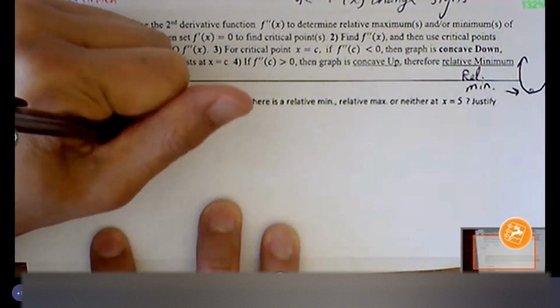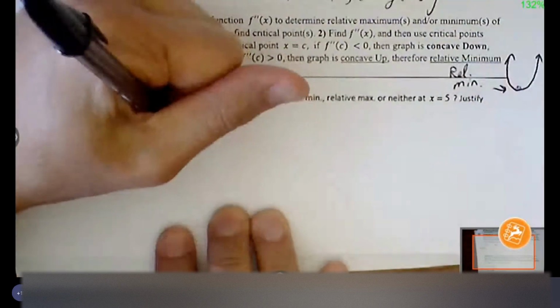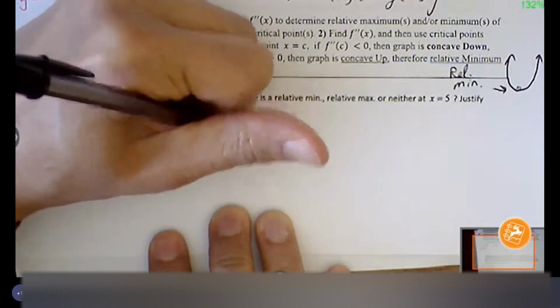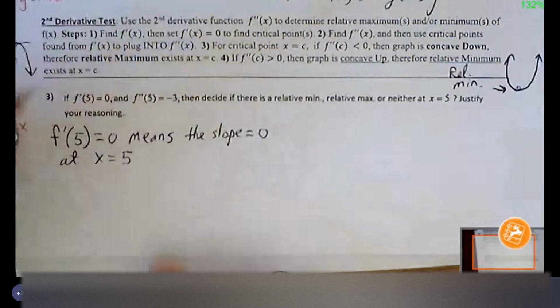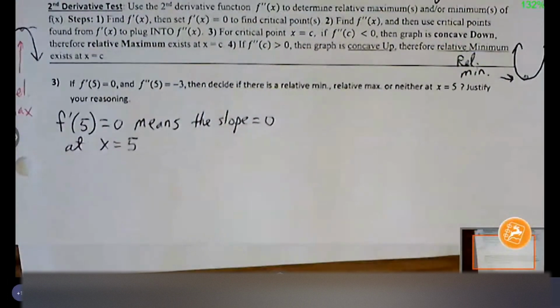Now, can you put into words what that means? The slope at the x value 5 is 0. So it means the slope is equal to 0 at x equals 5. Now, if the slope is 0, do we know whether it's a max or min? No, right? It's too vague.